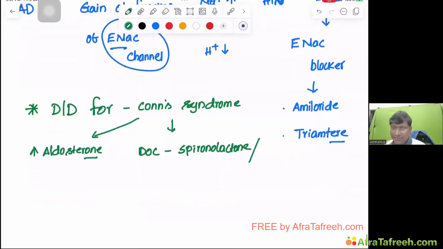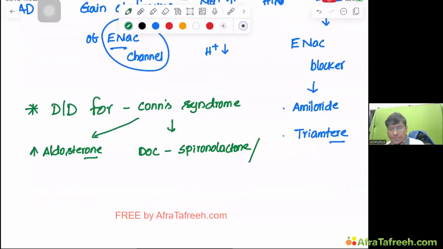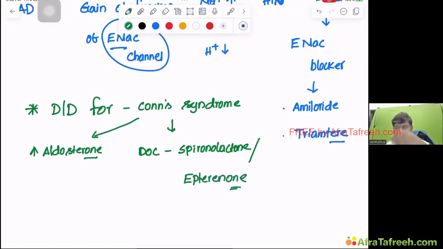What is the alternative to your spironolactone? Alternative to spironolactone, right? Very good. So that is eplerenone. What is the important adverse effect that you come across with spironolactone? Gynecomastia, and that too, a tender gynecomastia.